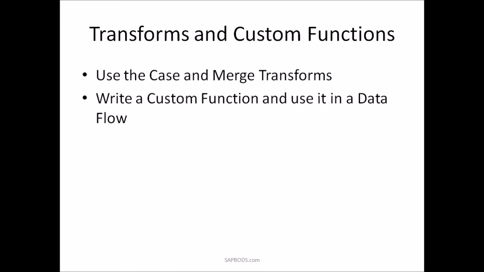In the last video, we used the case and merge transforms to tease information out of a single stream of incoming records, transform them individually, and then knit them back together with the merge transform. Additionally, we wrote a custom function that was used to transform the data as it was passing through a data flow.